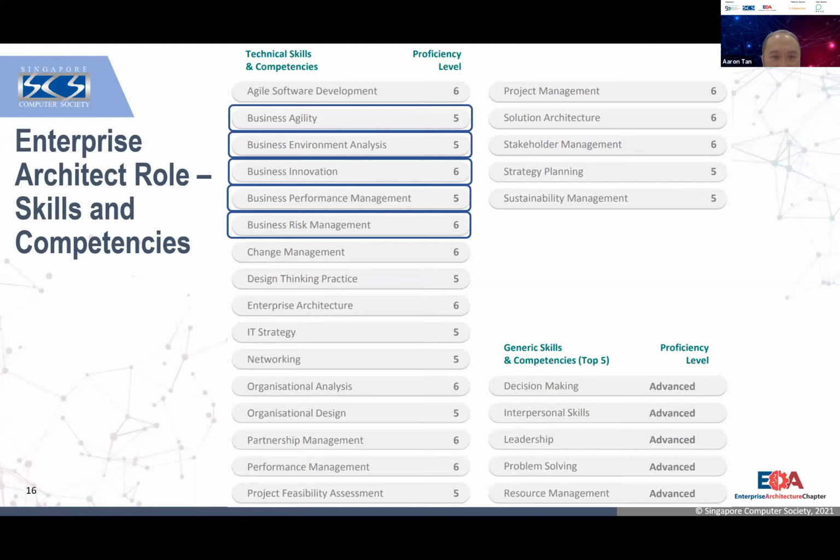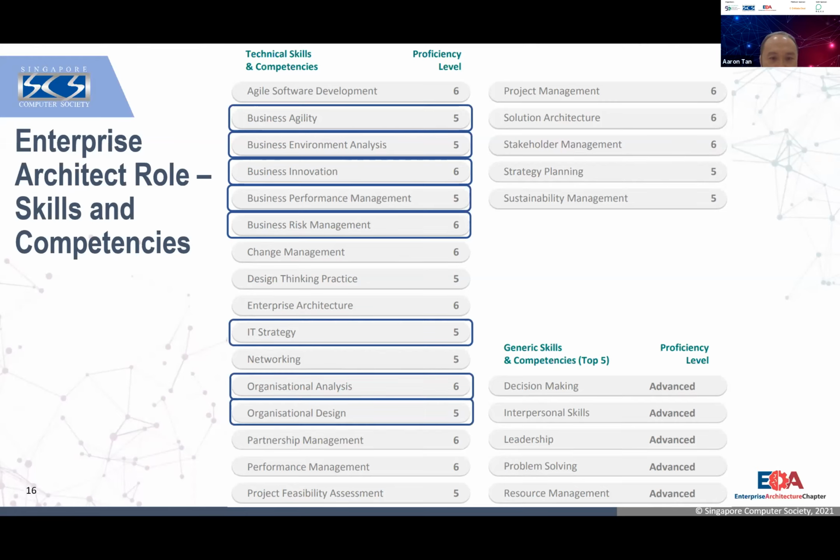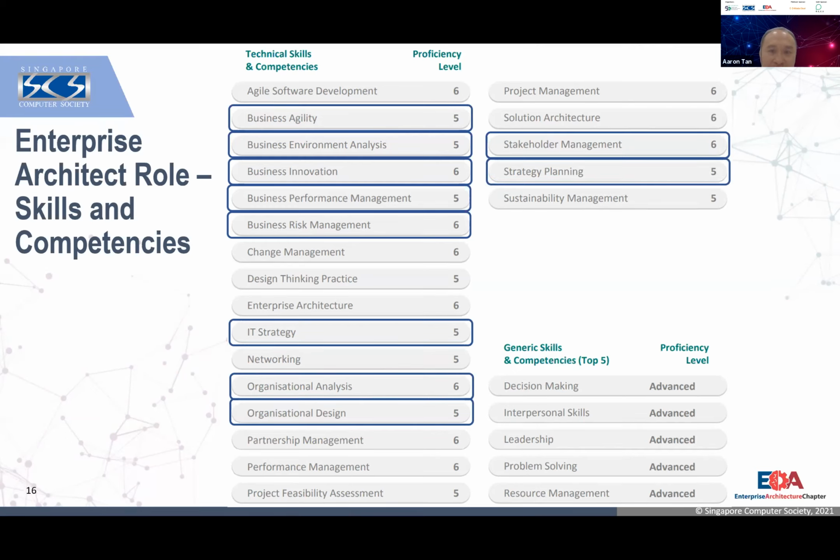So basically, there are a lot of definitions and requirements, but I'm just highlighting something that you might not expect: a lot of business skills are required. As well as strategy, IT strategy, and also organization analysis and organization design. Because when we transform, if we impact the people and the structure of the organization, how do we maneuver that? As well as stakeholder management, because we cannot get away from key stakeholders who sponsor or have some interest in the transformation that we need to manage. And of course, strategy planning in terms of the roadmap and the realization.